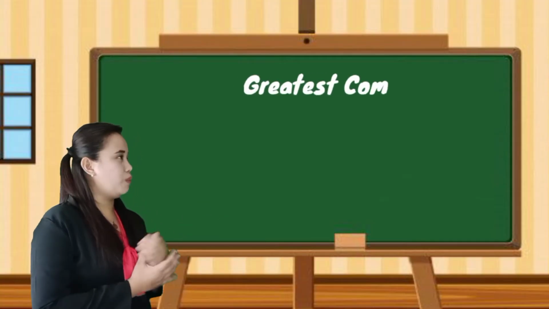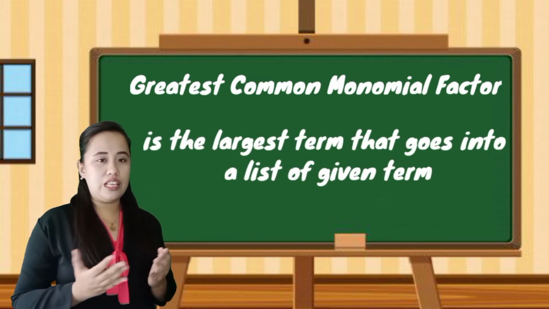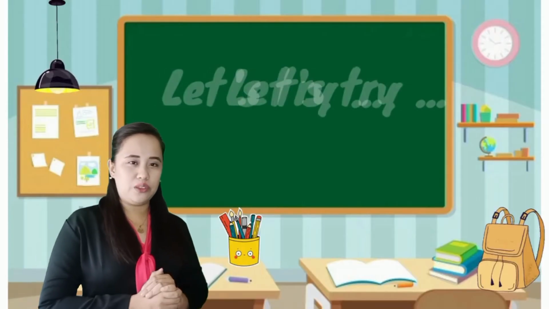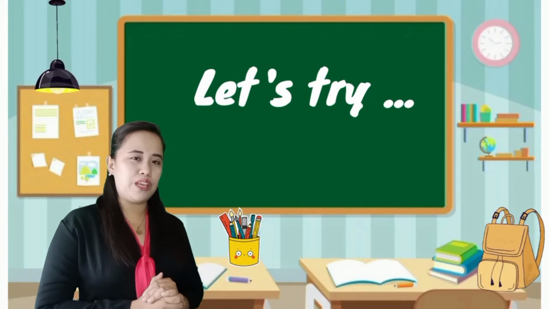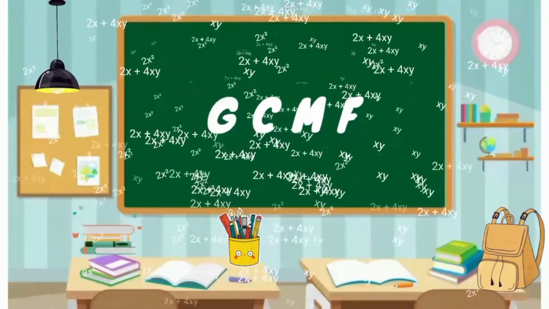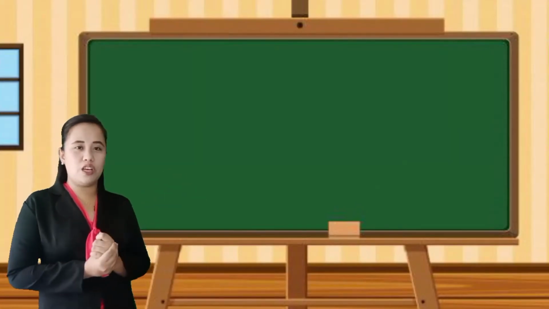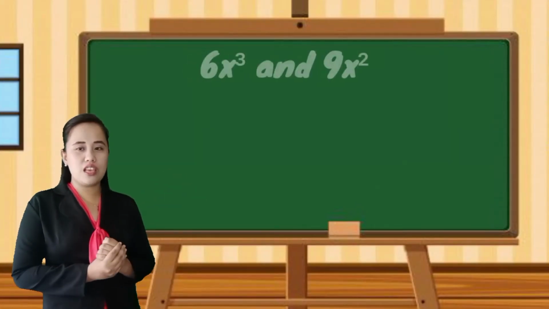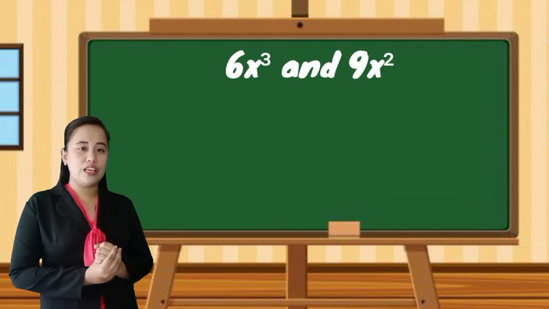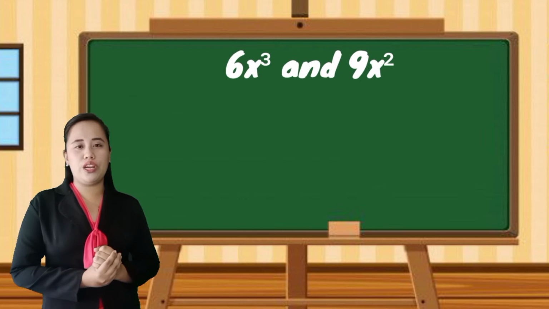A greatest common monomial factor, or GCMF, is the largest term in a list of given terms. Now join me and let us find out what a greatest common monomial factor is. We have here two polynomial expressions, namely 6x cubed and 9x squared, and we are asked to find the GCMF of these two expressions. So what are we going to do first?